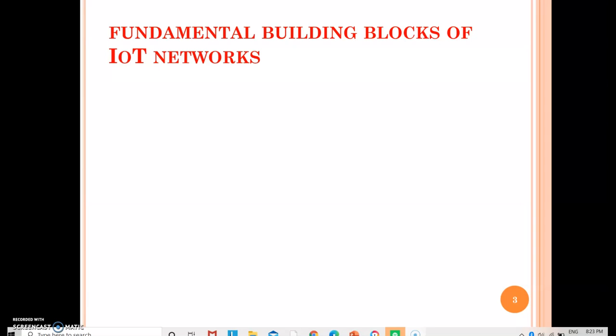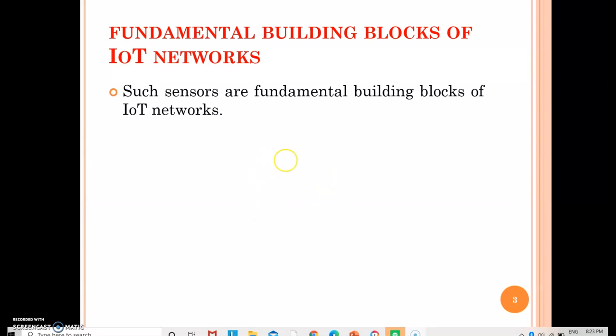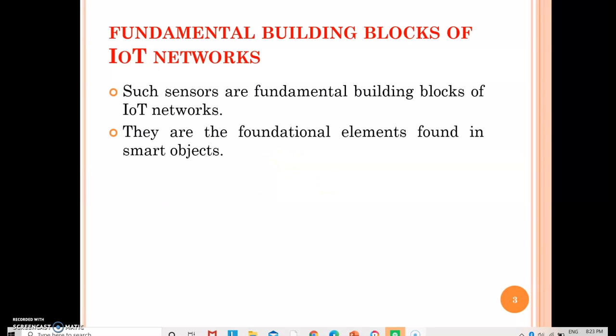With this data I am going to improve safety, simplify vehicle maintenance, and enhance the driver experience. So with the help of the sensor network inside the smart car, I can achieve many of these things. Such sensors are the fundamental building blocks of the IoT network. They are the fundamental element found in a smart object, the thing in the Internet of Things, what we always talk about.